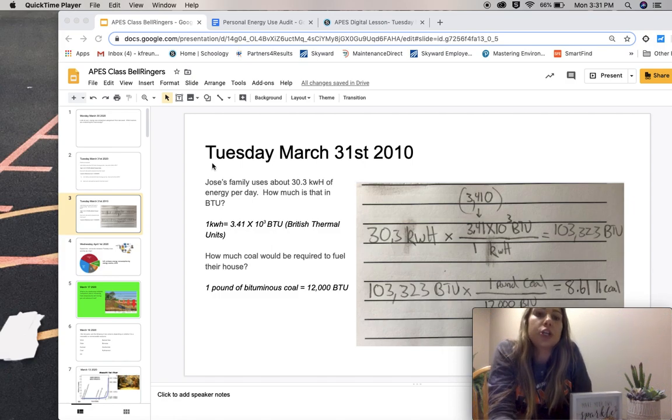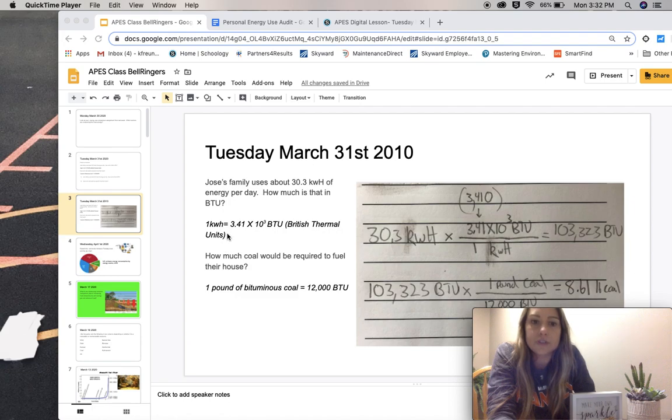If you take a look at the two practice ones on the first slide, we have Jose's family uses about 30.3 kilowatt hours of energy per day. How much is that in BTU, which is British thermal units, just another unit of energy? The conversion for kilowatt hours to BTU is listed right here, and that's all we'll need to know in order to do this conversion.